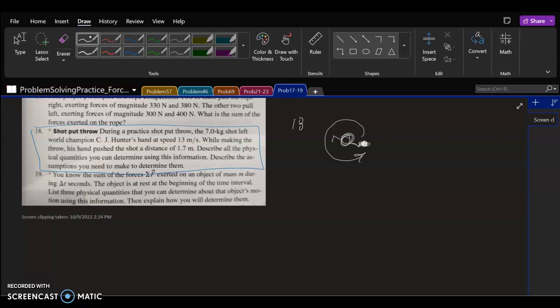So what we have is a shot put with a mass of 7 kilograms, and it says that it leaves his hand with a speed of v equals 13 meters a second, and that during the time that he was pushing on it, he moved it a distance of 1.7 meters.